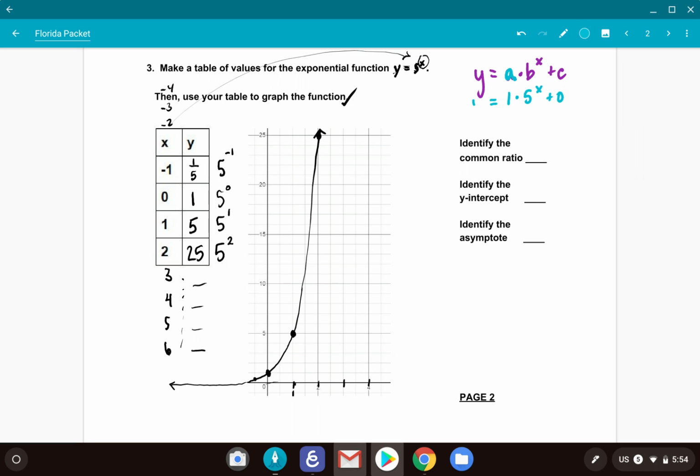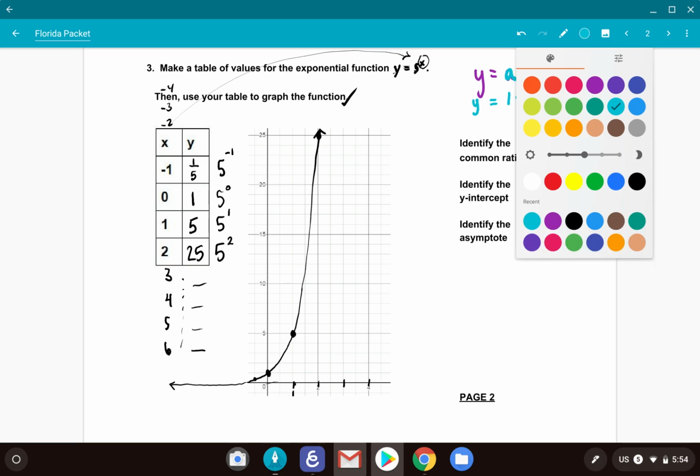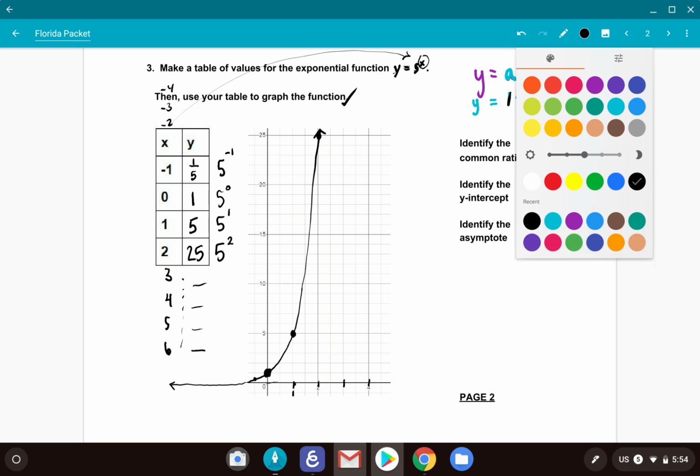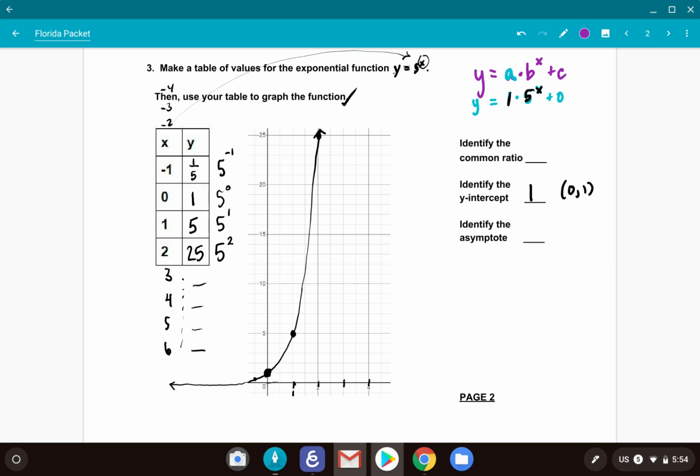And we've got a 0 in the place of the c value because it just says 5 to the x power. So we don't have an a value, it's just 1. And you can see right here on your y-axis that it crosses at this point 0, 1. You can also look for the common ratio. That's the b value, which in this case is 5.